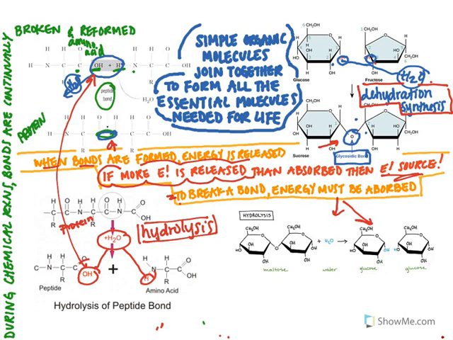All right, so let's look at it for the sugars. Let's see if we can see it here too. We add our water. This bond breaks. The hydrogen is attracted to that oxygen. That oxygen is attracted to that hydrogen. And we broke our bond, hydrolysis. So that is how simple organic molecules join together to form all the essential molecules needed for life.